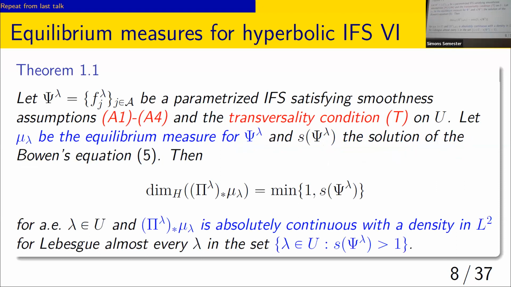But the theorem really says that if you take the most natural measure, the measure which is the Gibbs measure for the geometric potential, then for almost all parameters, you know everything. This is what the theorem says.